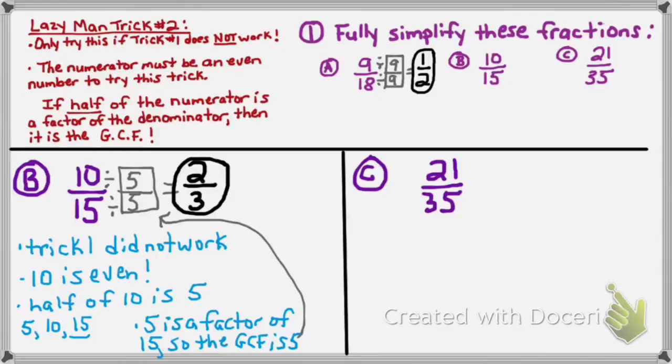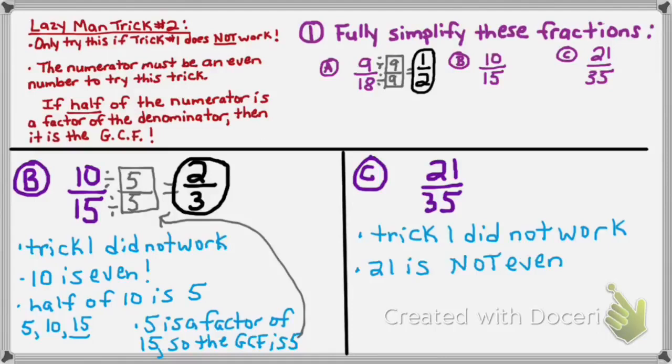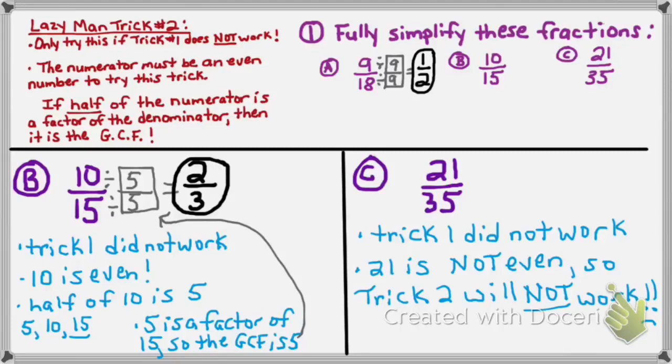Let's try lazy man trick number 2 on letter C. The fraction for C was 21/35 that I need to fully simplify. Lazy man trick number 2 says only try this trick if trick number 1 did not work. I had tried trick number 1 and it did not work, so I can move on to trick number 2. The next part of lazy man trick number 2 says the numerator must be an even number to try this trick. My numerator is 21, and 21 is not even, so trick number 2 will not work. Therefore, for letter C, I'll have to find the GCF of both 21 and 35 to simplify this fraction.